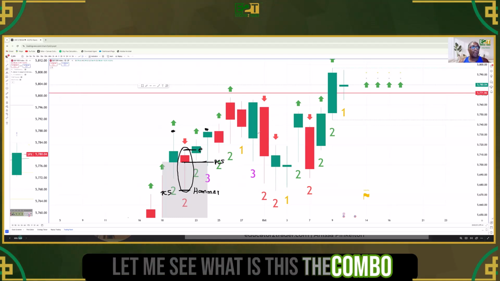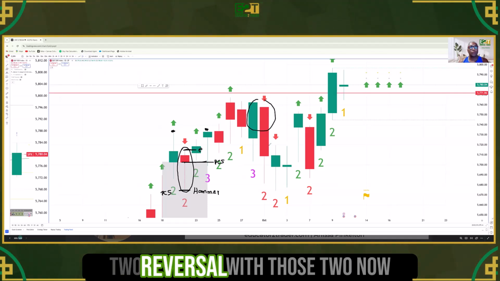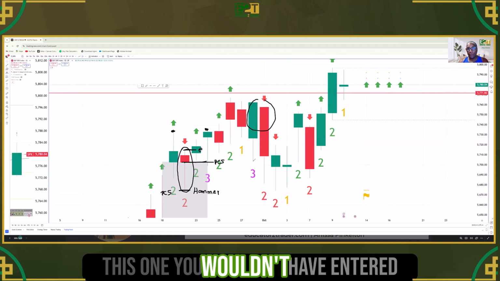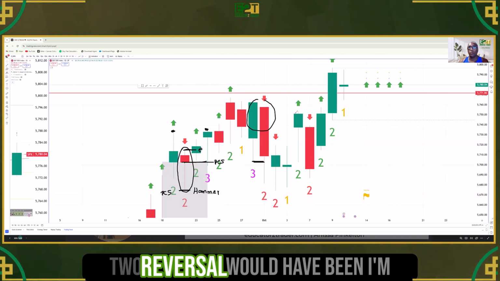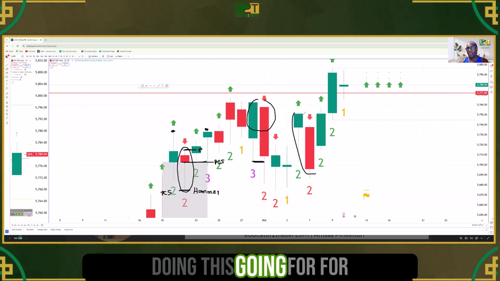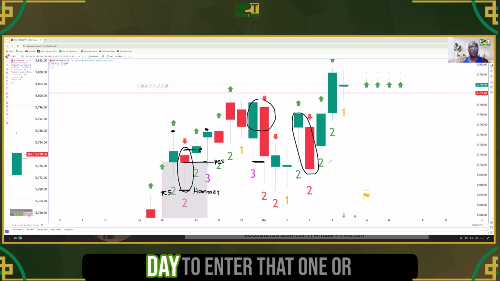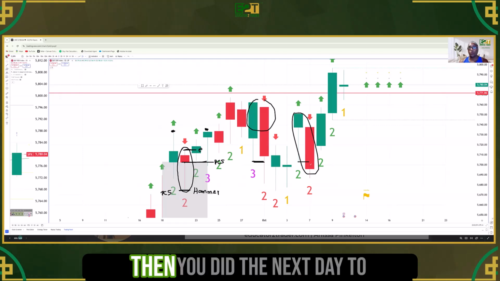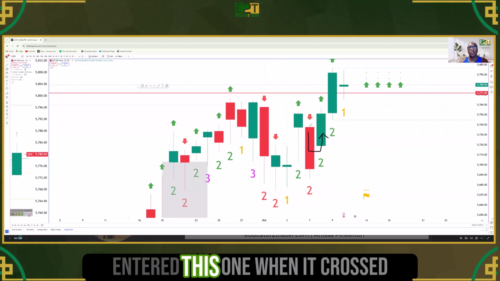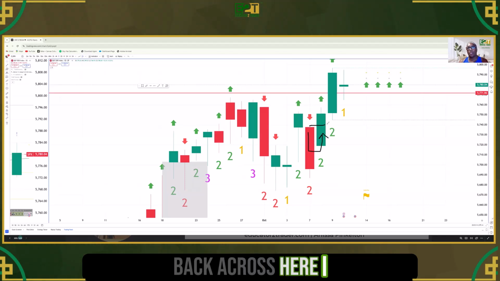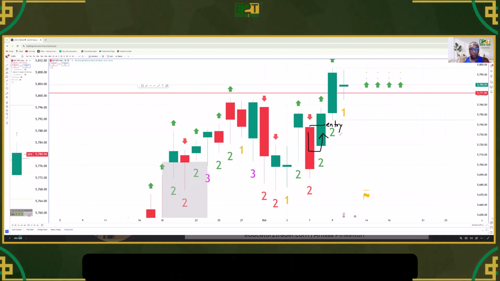Let me see, was this the combo? The 3-2 reversal right here. 3-2 reversal with those two. Now this one you wouldn't have entered until it crossed back below here. 2-2 reversal would have been, I'm doing this going for the next, that's a long wick over here though. Ooh, you'd have waited all day to enter that one. Or then you did the next day, 2-2 reversal, and you would have entered this one when it crossed back across here.